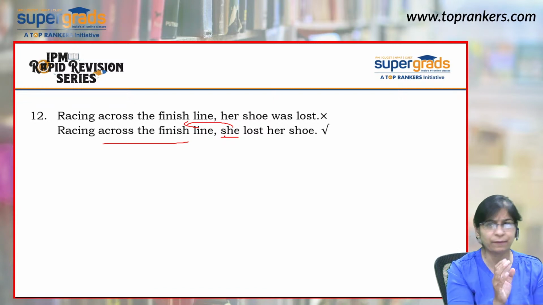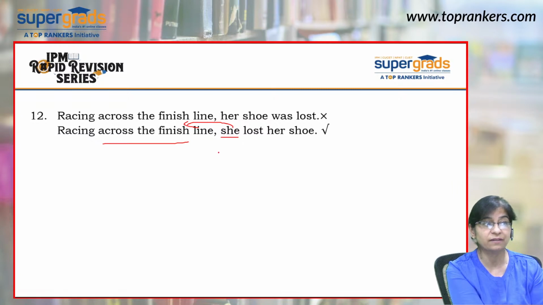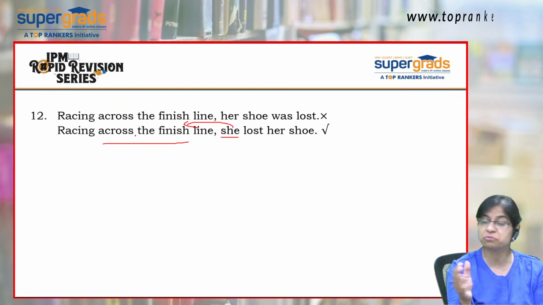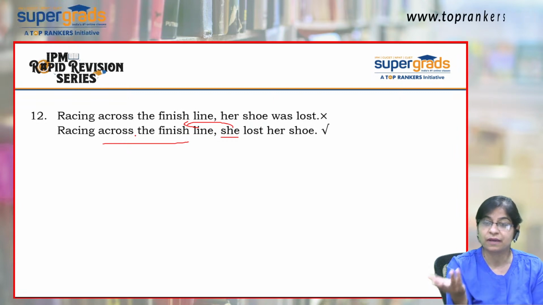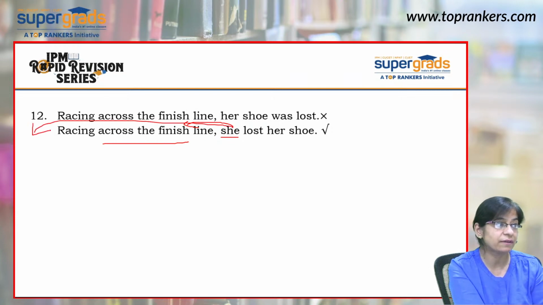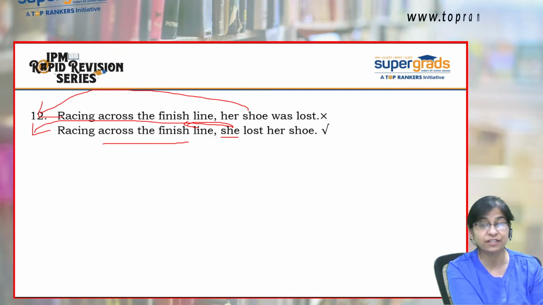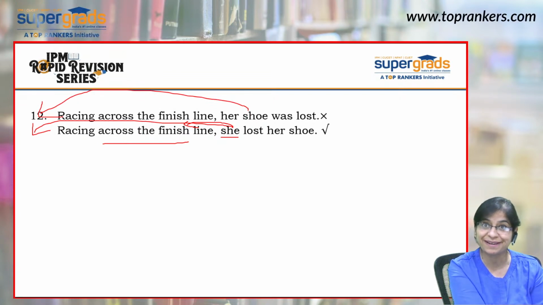And there's a very good way of checking it. One being remove this part, the structure doesn't get affected. So remove this part. Racing across the finish line, remove it. She lost her shoe. Perfect. She lost her shoe. Subject, verb, object. And how about I place this she here? She was racing along the finish line when she lost her shoe. Makes perfect sense. But here, her shoe was racing along the finish line when she lost it. Doesn't make sense, right?